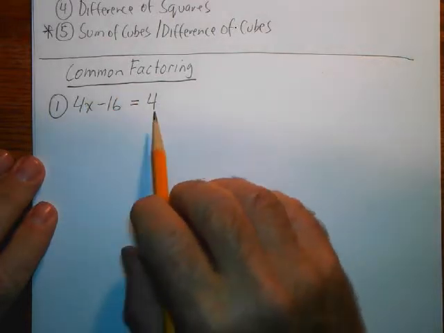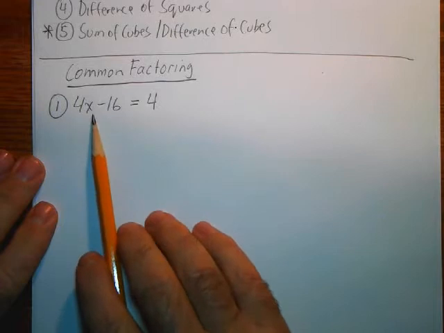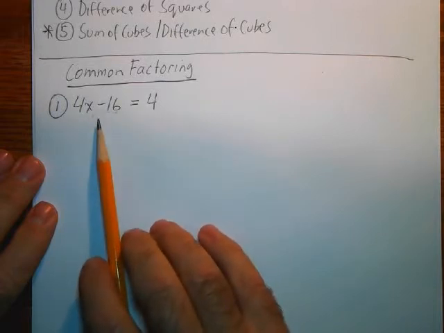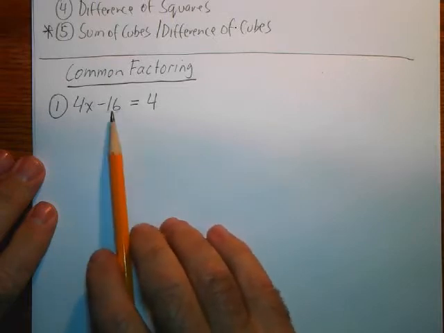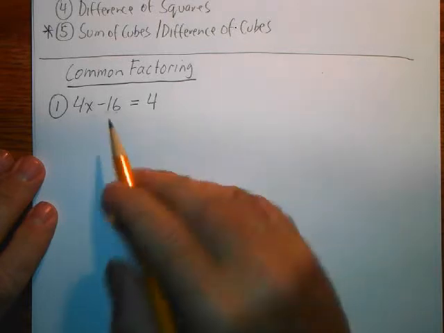And that's an important thing. You want to take the greatest common factor. So you may have said, well, I can divide 2 into both of these, which is true, but it's not the biggest number you can divide out. So you always want to get the greatest common factor. Otherwise, again, it won't be fully factored.